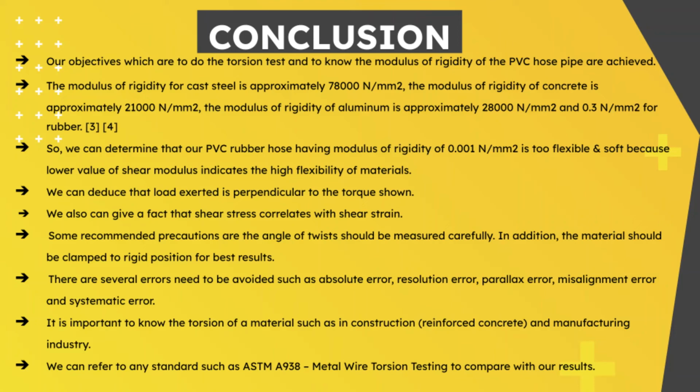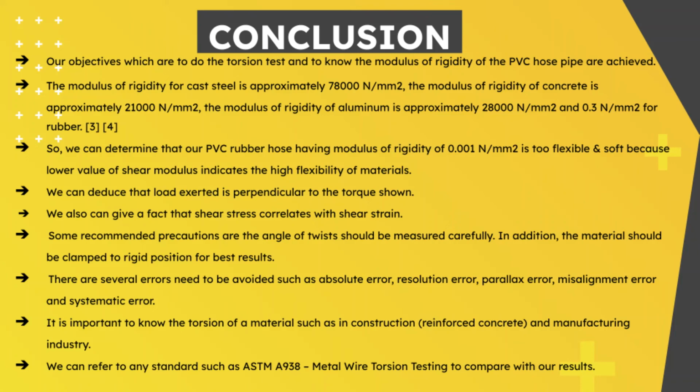So we can determine that the PVC rubber hose used in this experiment, whereby we obtained a modulus of rigidity of 0.001 Newton per square millimeter, is too flexible and soft because a lower value of shear modulus indicates high flexibility of materials. Next, we can also deduce that the load is exerted in a perpendicular position to the torque shown. In addition, it is proven that the shear stress correlates with shear strain.